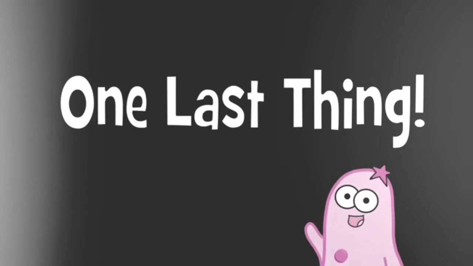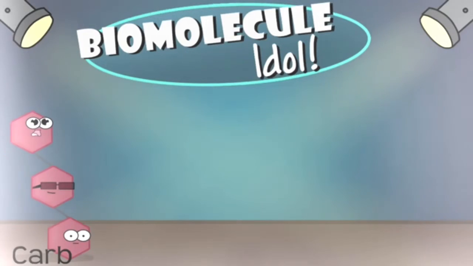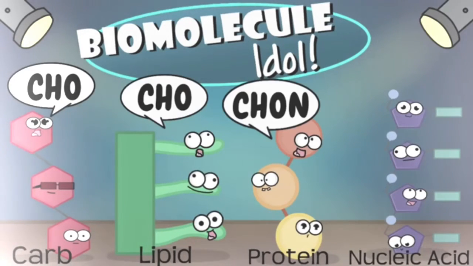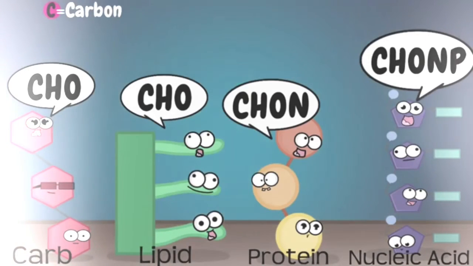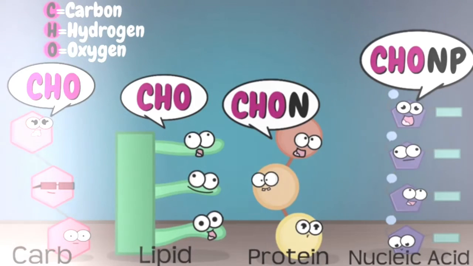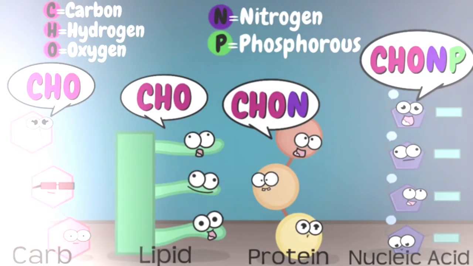One last very important part to mention is the structure of these biomolecules. Carbs, lipids, proteins, and nucleic acids. CHO, chomp. The C stands for carbon, the H stands for hydrogen, the O for oxygen. So carbs, lipids, proteins, and nucleic acids all have that CHO in there. It's just that proteins and nucleic acids also have an N, which is nitrogen. And nucleic acids additionally have a P, which is for phosphorus.